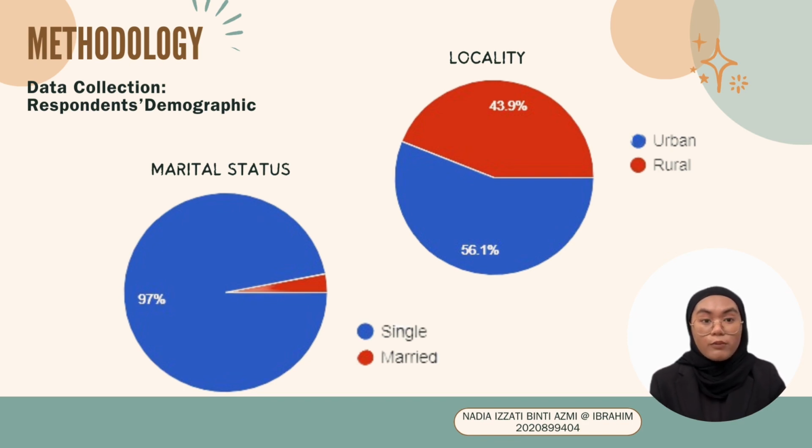Lastly, in the demographic part is the locality of respondents. The distribution of youth population describes that 56.1% of youth reside in urban areas, while 43.9% in rural areas. However, the rural youth face more challenges than urban youth, such as lack of employment opportunities, job networking, and lower wages.